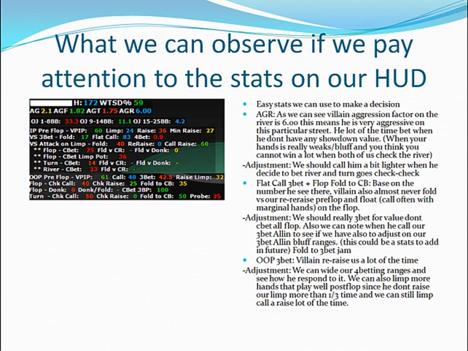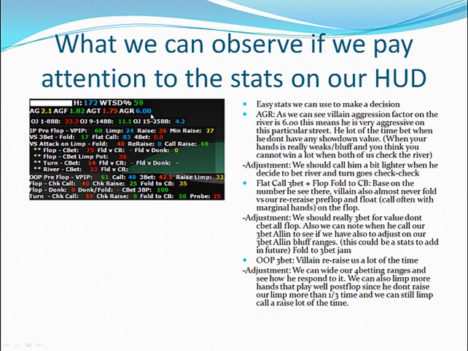What we can observe if we pay attention to the stats on our HUD: some stats are easy to spot and we can use them to make better decisions. Obviously the first one is aggression factor on the river. Like I said, the number is pretty big there, so villain is very aggressive on this particular street. A lot of the time he bets the river whether he has showdown value or not.